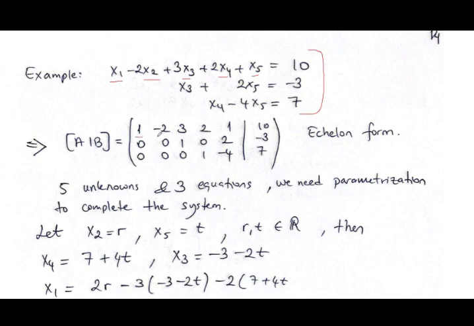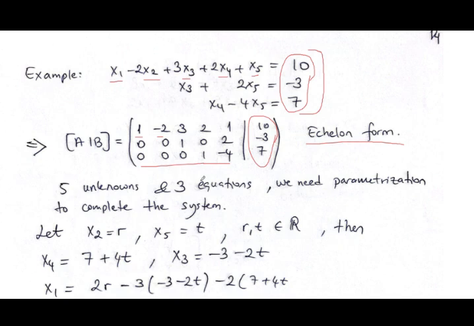We have 1, minus 2, just write down the coefficients first. So that's our augmented matrix actually. And then write down the right-hand side of each equation. And this is already in the echelon form. So we have the third equation, for example, x4 minus 4 times x5, that's equal to 7. So basically, this system cannot be solved.